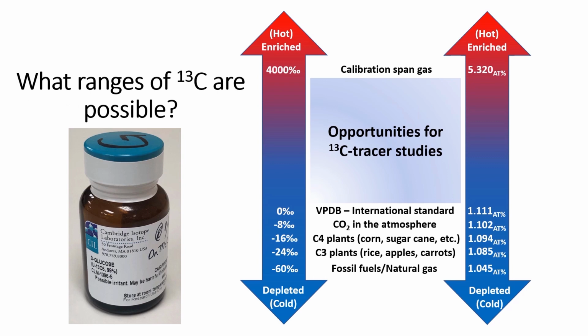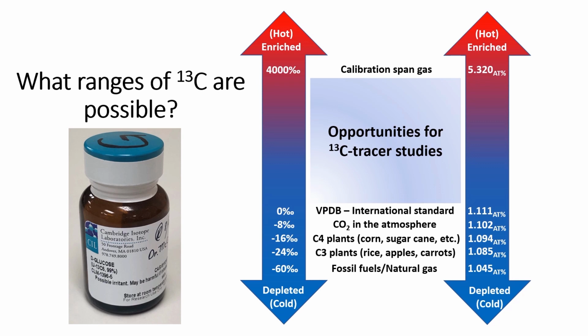In tracer studies, the delta carbon-13 values can also be positive. Such samples are said to be isotopically enriched or hot. Not radioactive, but hot in the sense that they have more carbon-13 than naturally occurring materials. There are thousands of different carbon-13 tracer molecules that are commercially available for use in tracking biochemical processes in vivo. The bottle shown here is filled with carbon-13 labeled glucose, and it's at a concentration of 99 atom percent.